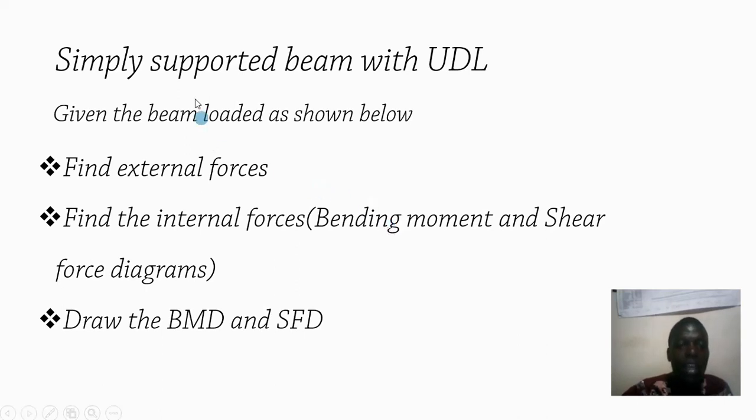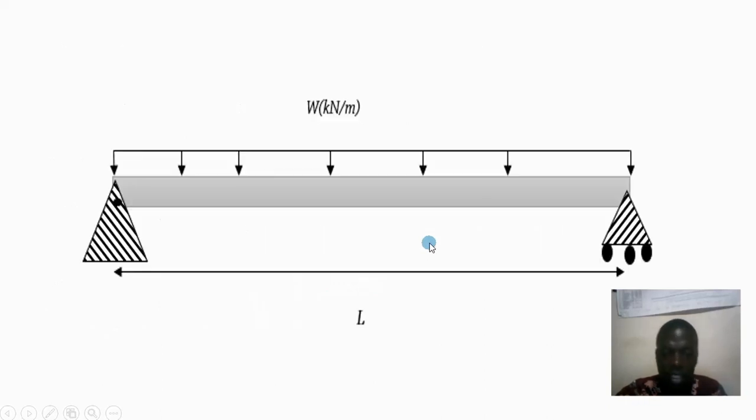In this video, we are looking at a simply supported beam with a uniformly distributed load, and we will be required to first of all calculate the external forces, find the internal forces, which are, in this regard, the bending moment and shear forces, then be able to draw the bending moment and shear force diagrams. This is the simply supported beam that we are talking about, and we have the roller support here and the pin jointed support here, and we have a uniformly distributed load over a span of L. The uniformly distributed load is W kilonewton per meter.